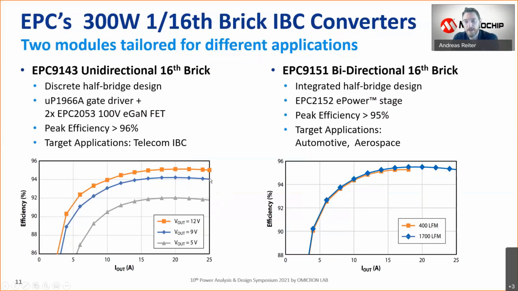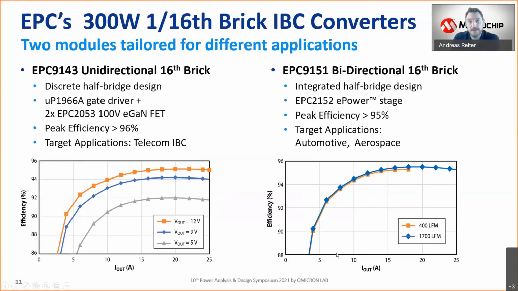So if you're converting down to 9 volts, then we already lose roughly 1% in efficiency. And if we step further down to 5 volts, then we lose another 2%. So the difference between 12 and 5 volt is roughly 3% in efficiency.